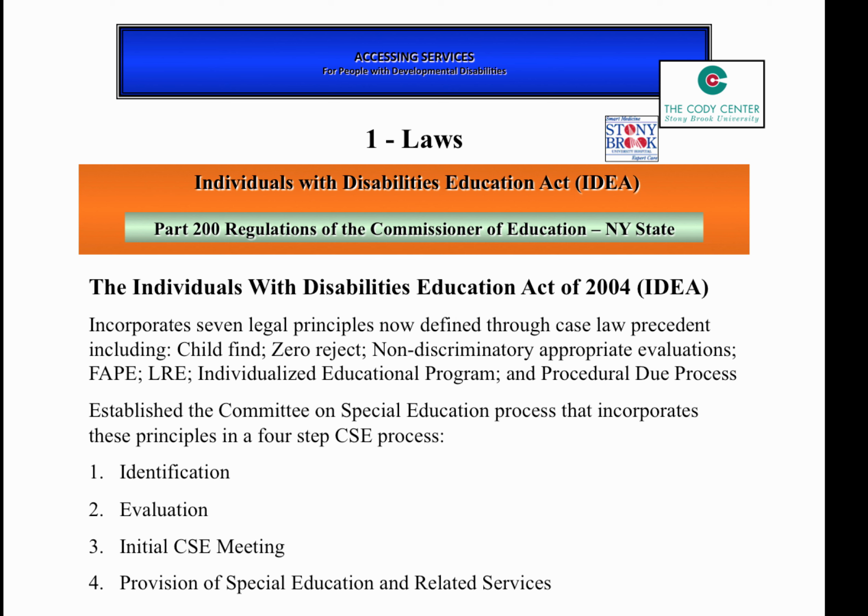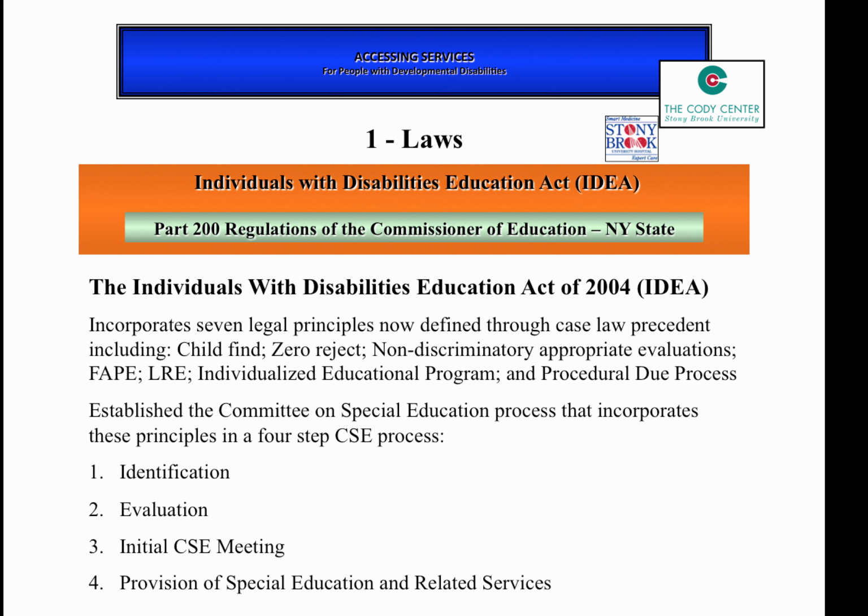Okay, so once we get through identification with consent, the evaluation, and then the initial CSE meeting, if we determine that this is a student with a disability who falls under one of the 13 disability categories of IDEA and requires special education services and related services, then we are to step 4 of the CSE process, which is provision of special education and related services. We actually have to do what we say we're going to do. And what we say we're going to do is memorialized through that principle of individualized education programs.